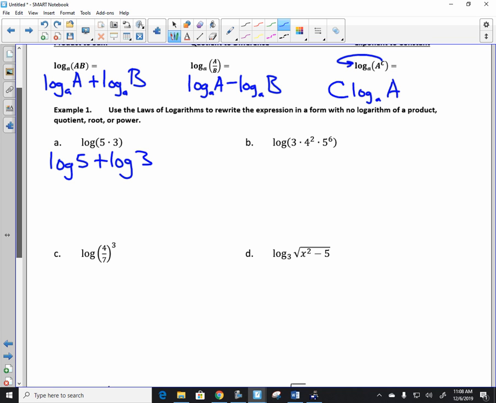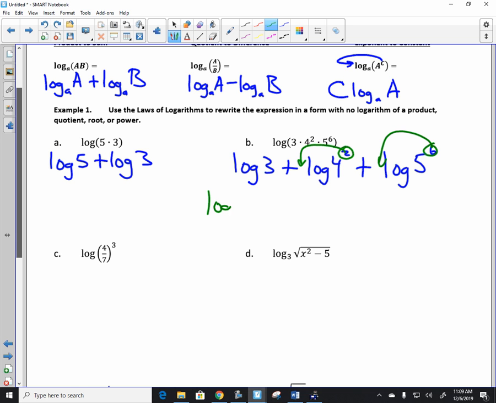Cool. The next one, I have the log of 3 plus the log of 4 squared plus the log of 5 to the 6th. But I can't have a power. Put it up front. It says Alex, who brought his A game today. So I got the log of 3 plus 2 log of 4 plus 6 log of 5.